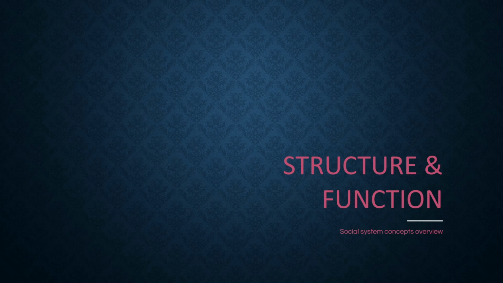Let's begin by understanding what we mean by structure and function in society. Think of society as a large, complex system, much like a living organism. Just as our bodies have various parts, like the heart, lungs, and brain, that work together to keep us alive, society also has different parts that work together to maintain stability and order. These parts include institutions like family, education, government, and religion.